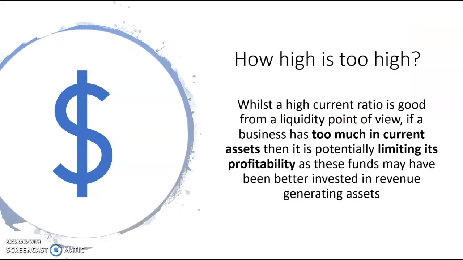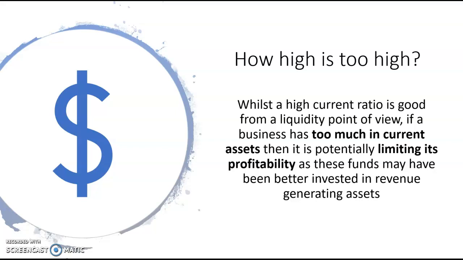However, with liquidity, we have to consider how high is actually too high for the current ratio. Remember, a high current ratio is really good from a liquidity point of view. It means that we have no problems paying our short-term debts when they fall due. However, if we've got too much money tied up in our current assets, this can actually compromise the profitability of the business because those funds may have been better invested in non-current assets because they can generate a higher revenue and return for the business.